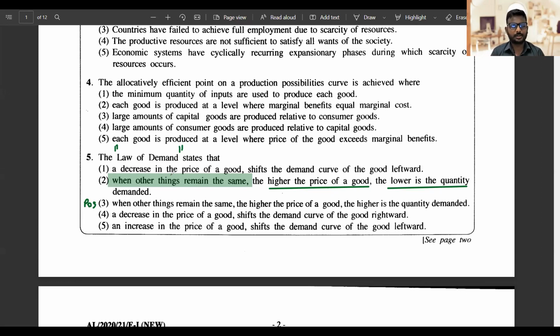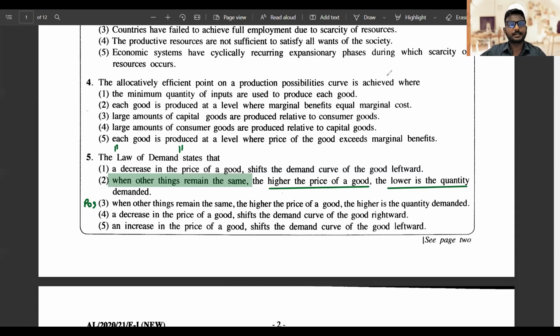And fourth answer is also talking about a decrease in the price of a good shifting the curve outside. No, it doesn't. When there's a decrease in the price, there will be a movement along the curve only. Curve doesn't shift, right? Fifth answer is also talking about a change in the price causing the curve to shift. It doesn't. So the answer for this question is answer number 2.